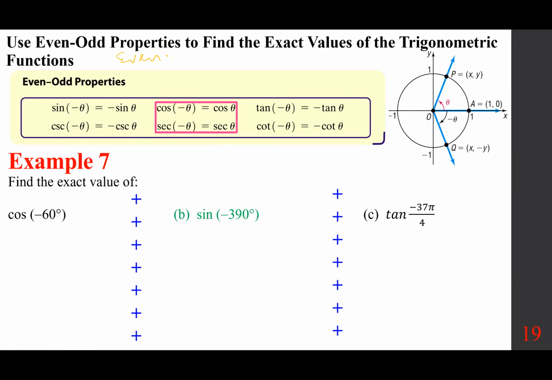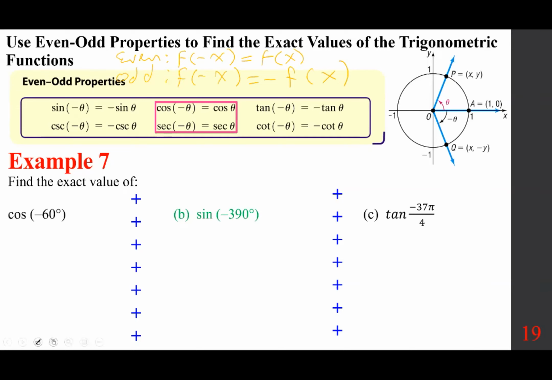Even means f of minus x equals f of x. So if you change x to minus x, it makes no difference. That means symmetric with respect to the y-axis. Odd, f of minus x is minus f of x. That means symmetric with respect to the origin.